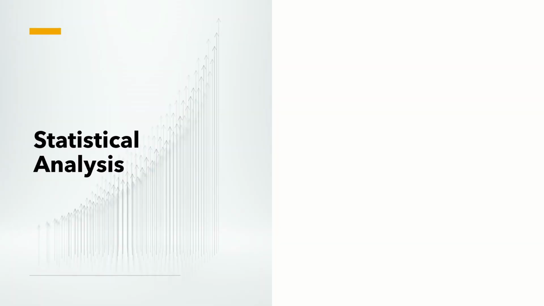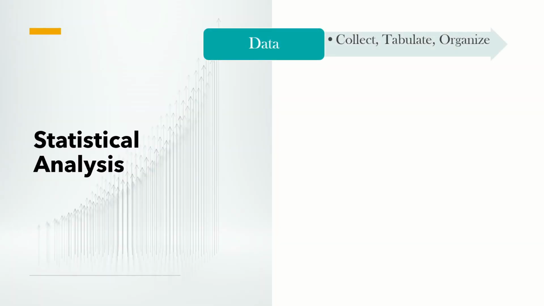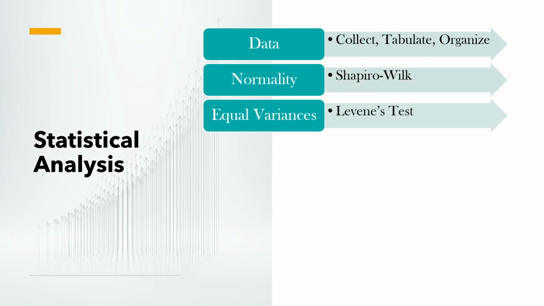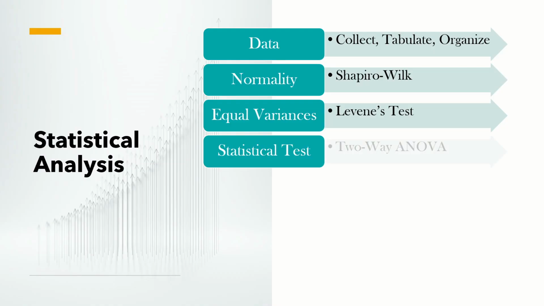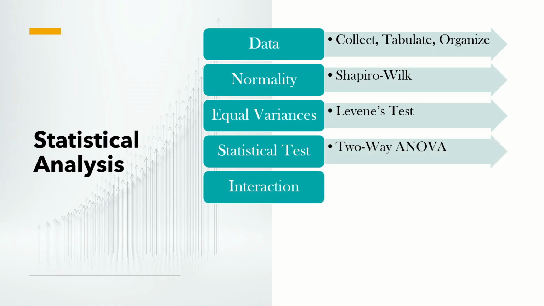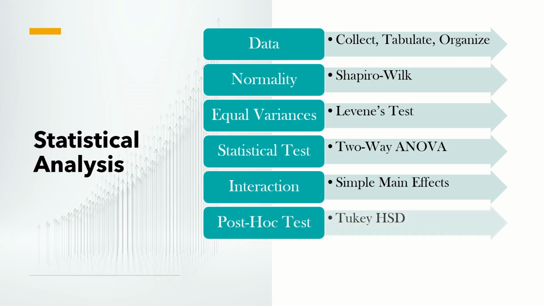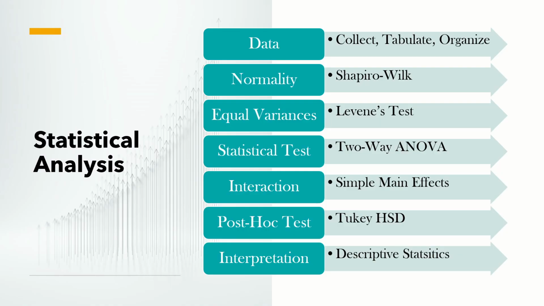Right, so a quick recap from our first video. The first step is going to be collecting the data and tabulating it. We will then test for normality and equal variances, and if these two are satisfied, we will then run a statistical test, which is going to be the two-way ANOVA. We will then test for an interaction between our two independent variables, and if there is a significant interaction, we will run a simple main effects analysis. We will then run a post-hoc test, which is going to be a Tukey HSD, and then interpret our results and maybe even tabulate some descriptive statistics.